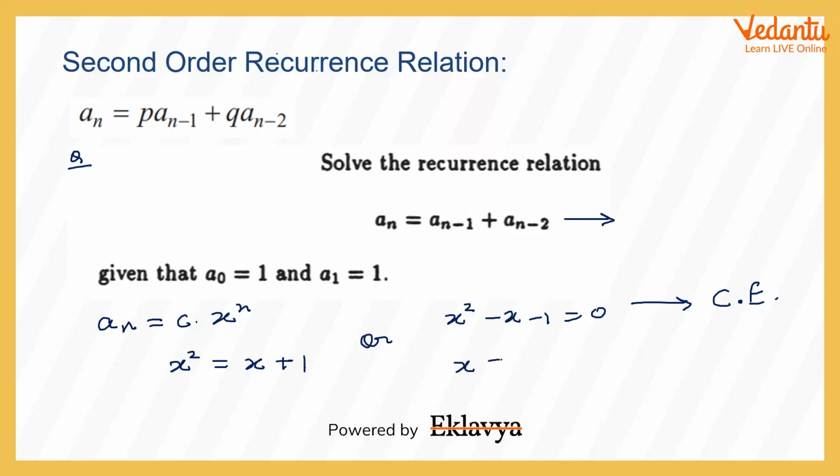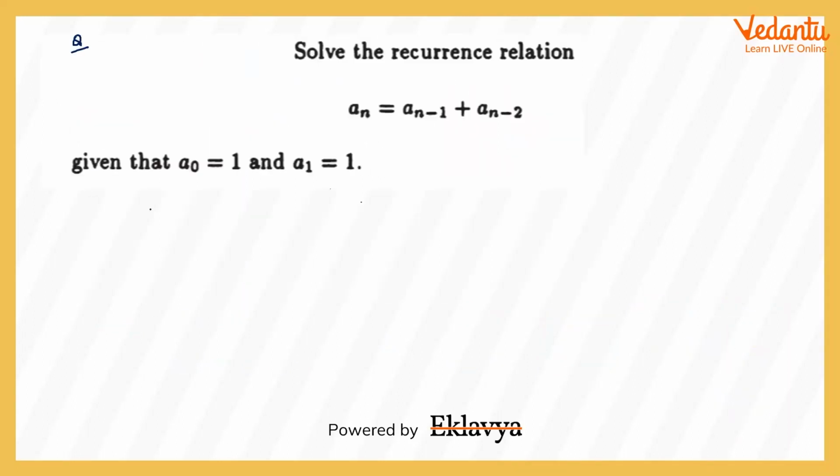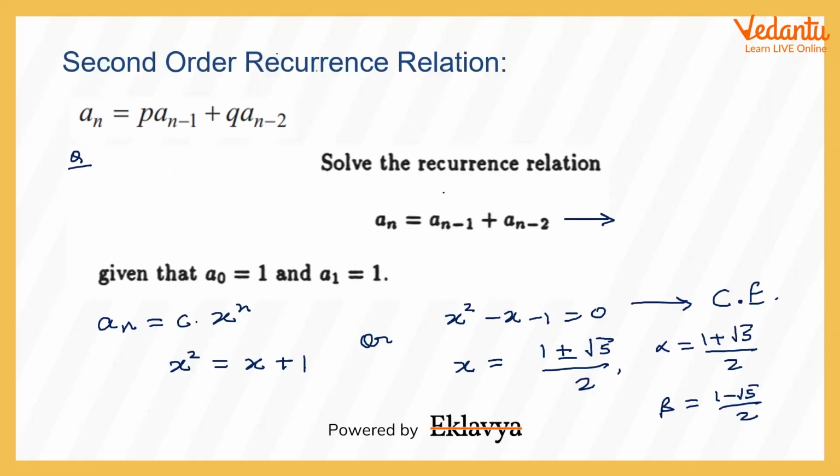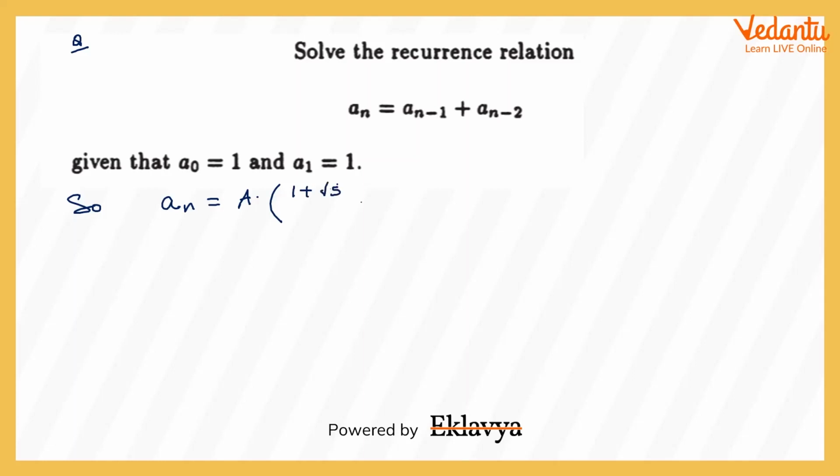And if you solve, you will get the roots as 1 plus or minus root 5 upon 2. So here alpha will be 1 plus root 5 by 2, and beta will be 1 minus root 5 by 2. Okay, so what will be my next step? I can think of an as a into 1 plus root 5 by 2 whole power n, plus b into 1 minus root 5 by 2 whole power n. Now a and b can be found using the initial values a0, a1.